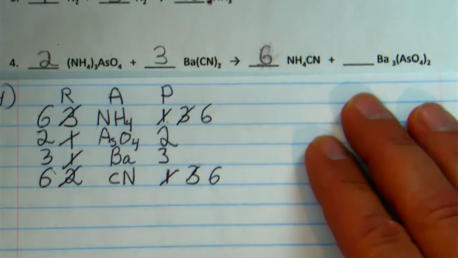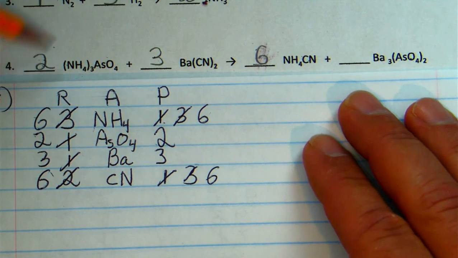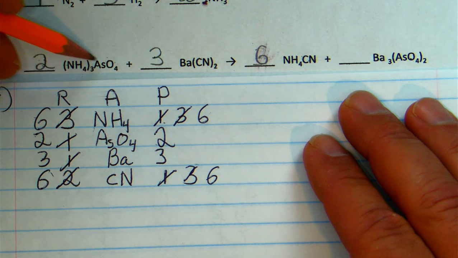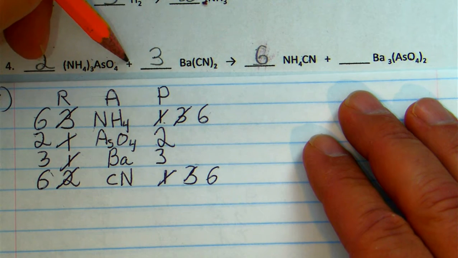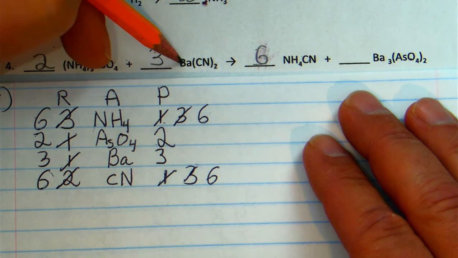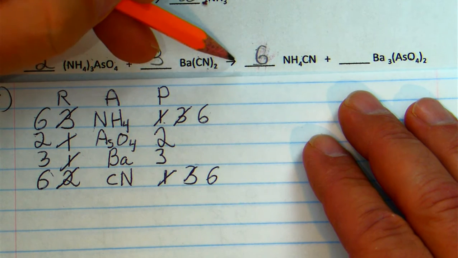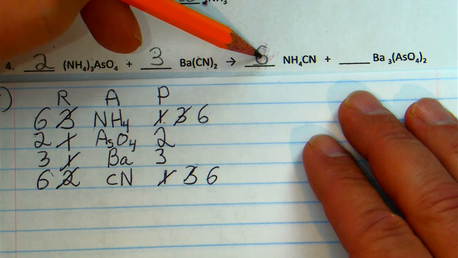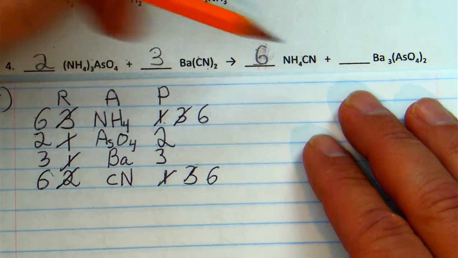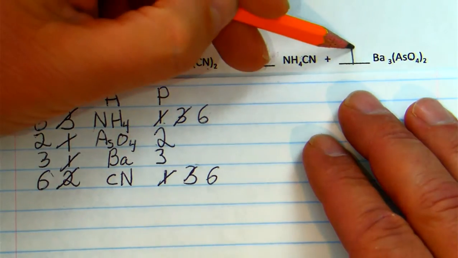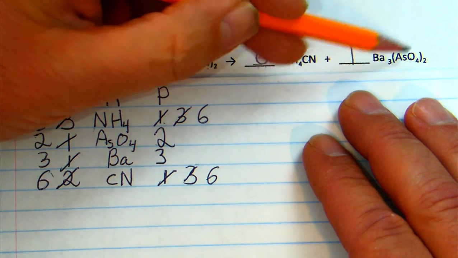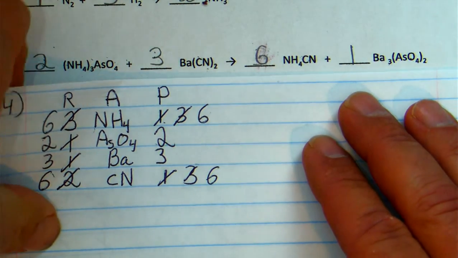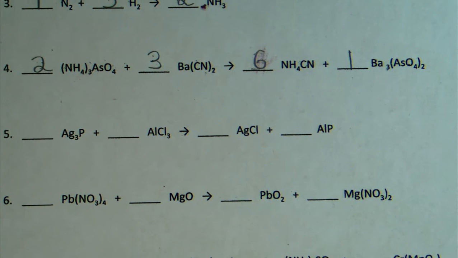So the answer is 2 molecules of ammonium arsenate combine with 3 molecules of barium cyanide to produce 6 molecules of ammonium cyanide plus 1 molecule of barium arsenate. All right, do the next one. Beat me to the answer.